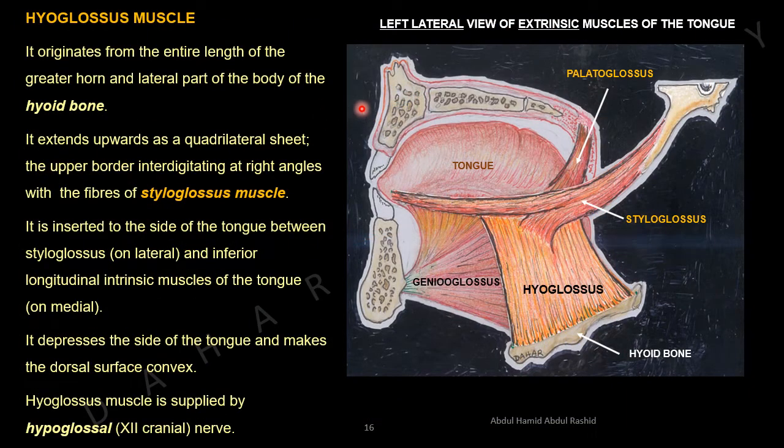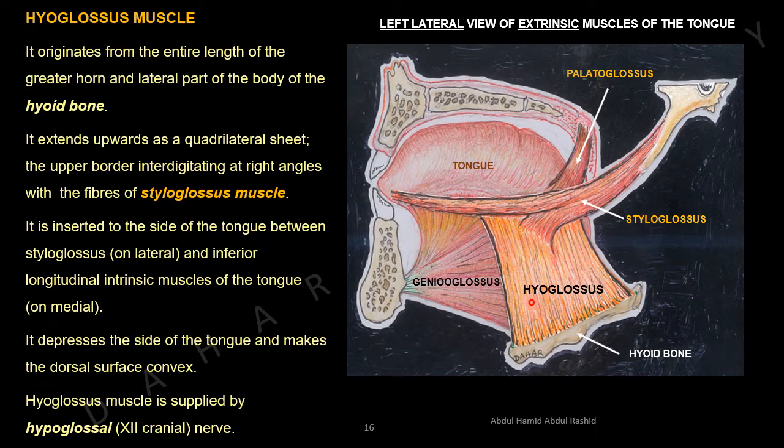This is the left lateral view of the extrinsic muscles of the tongue. This is the tongue. This is the palatoglossus muscle. This is the styloglossus muscle. This is the genioglossus muscle. And this is the hyoglossus muscle. This is the hyoid bone, the body of the hyoid, and the greater horn of the hyoid bone.